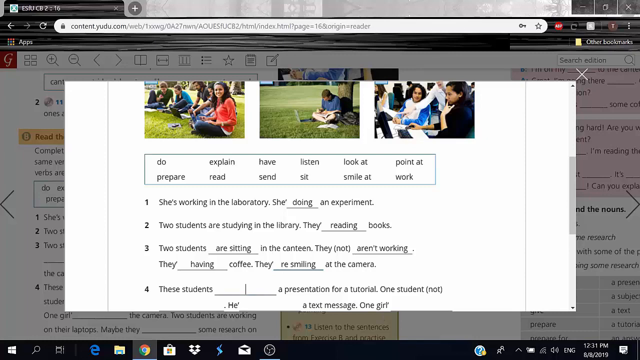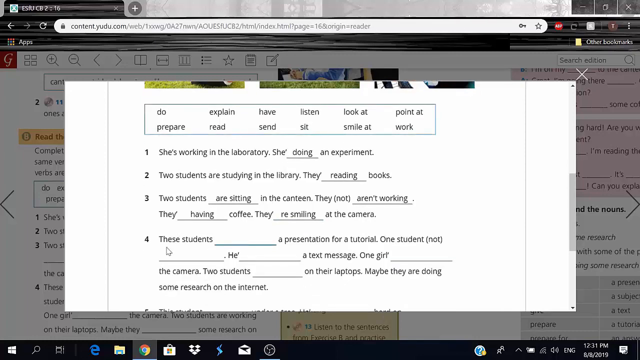Now let's go to number 4. These students dash a presentation. Are, verb to be, students plural. These students are preparing a presentation. Preparing a presentation for a tutorial. 1 student, actually give me a second, 1 student not, so isn't working, I'm guessing. We have work, so isn't working.